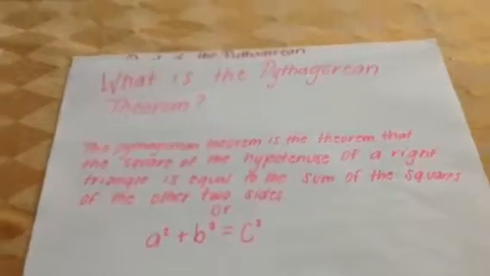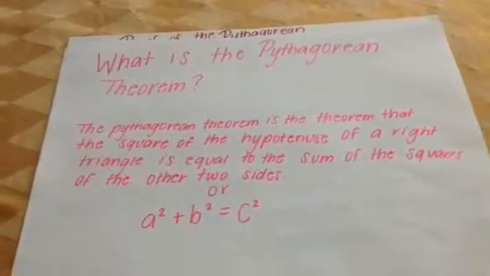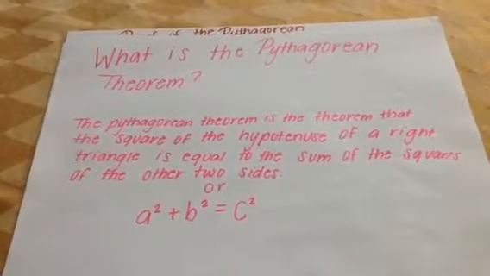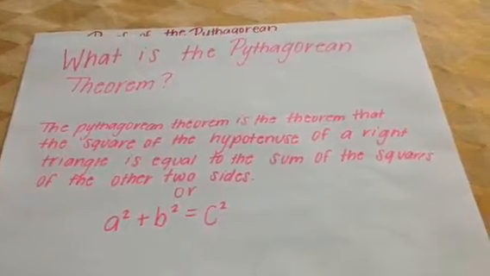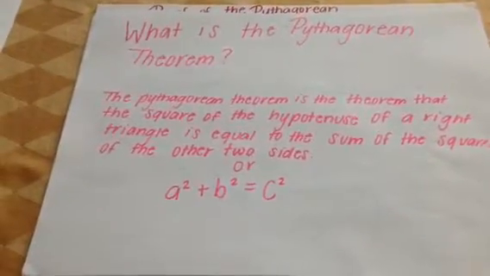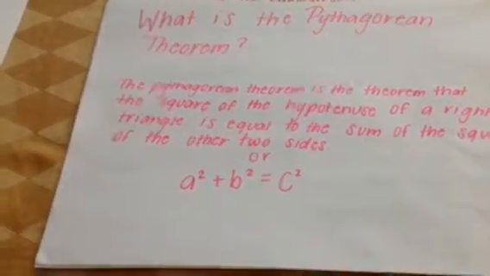The Pythagorean Theorem is the theorem that the square of the hypotenuse of a right triangle is equal to the sum of the squares of the other two sides, or a squared plus b squared equals c squared.